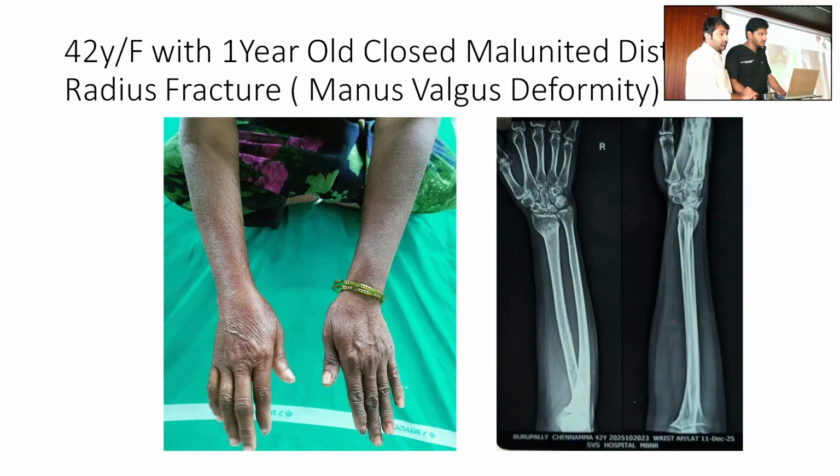So what's the problem? What has she come for? For the deformity or for the pain? Pain, sir. Mainly pain. Pain only, ulnar-sided pain, that's all. She's not worried about the deformity. Function is normal. Wrist function, upper limb function, yes, sir.